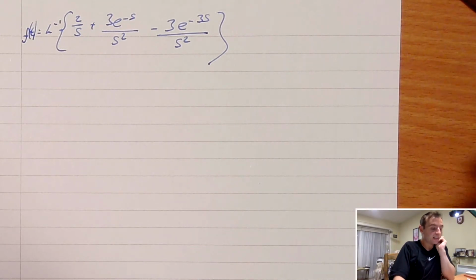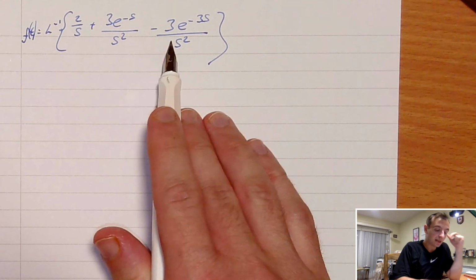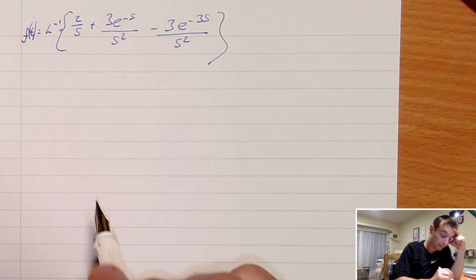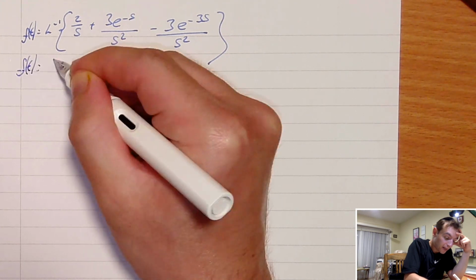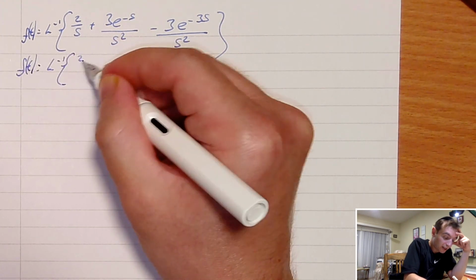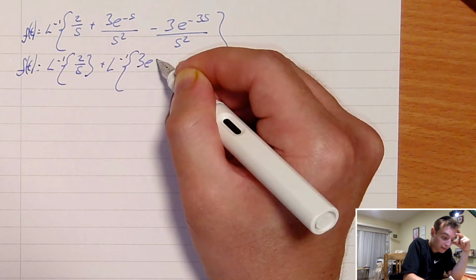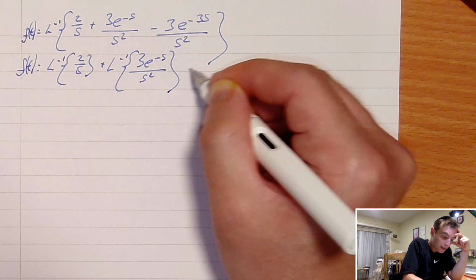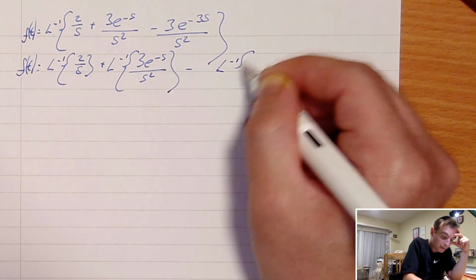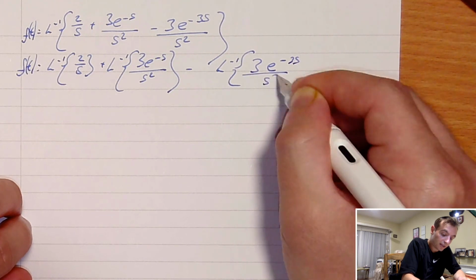Okay, now let's have a look at another question. So we've got the inverse Laplace transform of 2 on s plus 3e to the minus s on s squared minus 3e to the minus 3s on s squared. So by the principle of linearity, we can say that f of t equals the inverse Laplace transform of 2 on s plus the inverse Laplace transform of 3e to the minus s on s squared minus the inverse Laplace transform of 3e to the minus 3s on s squared.